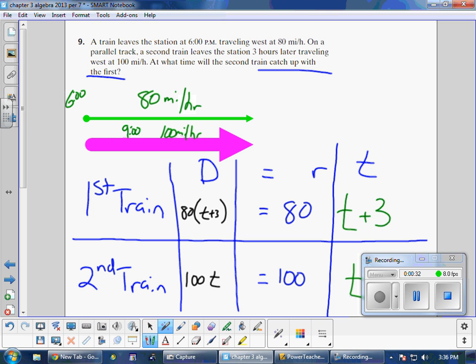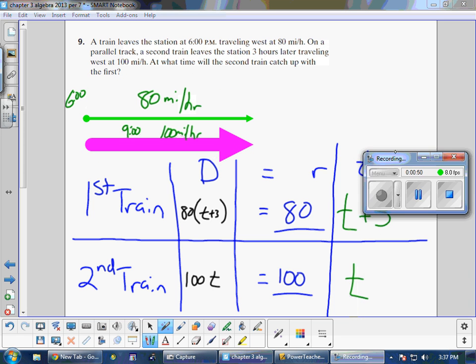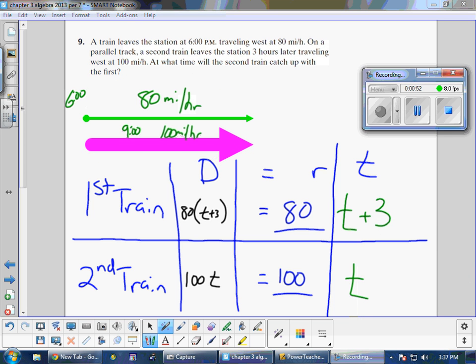And when the two trains catch up, that means their distances are the same. So the distance from here to here is the same as the distance from here to here. They are the same. So if you look in our DRT table here, we were given the rates. Those are pretty doable. The hard part here, or could be the hard part, is picking a T.